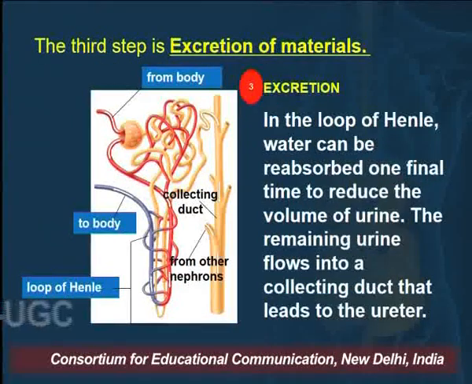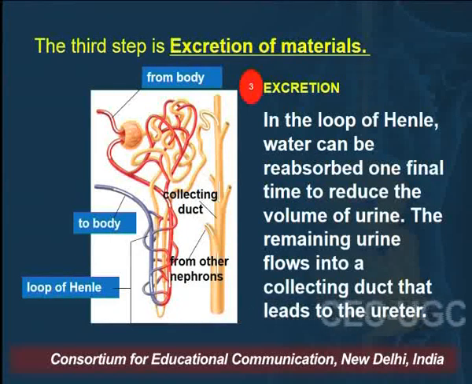Then the third step is excretion of materials. The most important part of the nephron in this one is the collecting tubule. In the loop of Henle, water can be reabsorbed one final time to reduce the volume of urine. The remaining urine flows into the collecting duct that leads to the ureter.